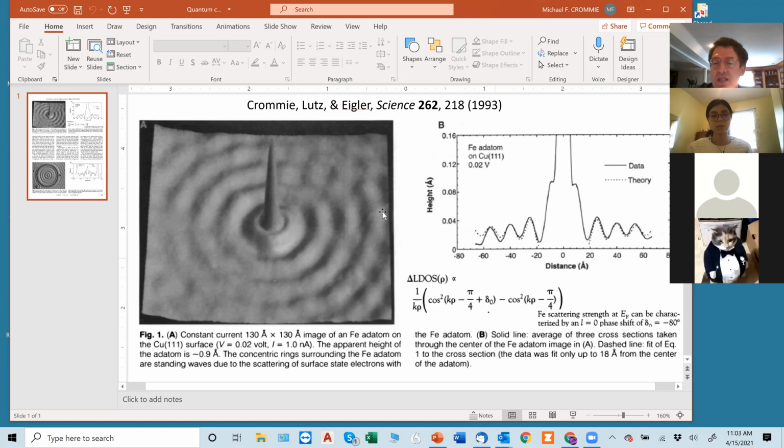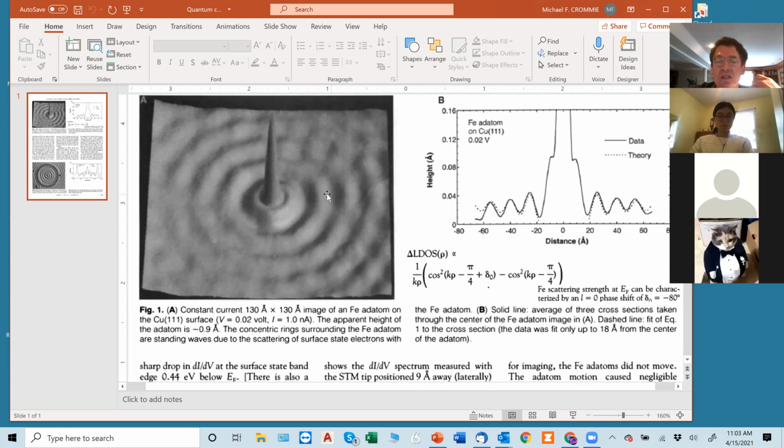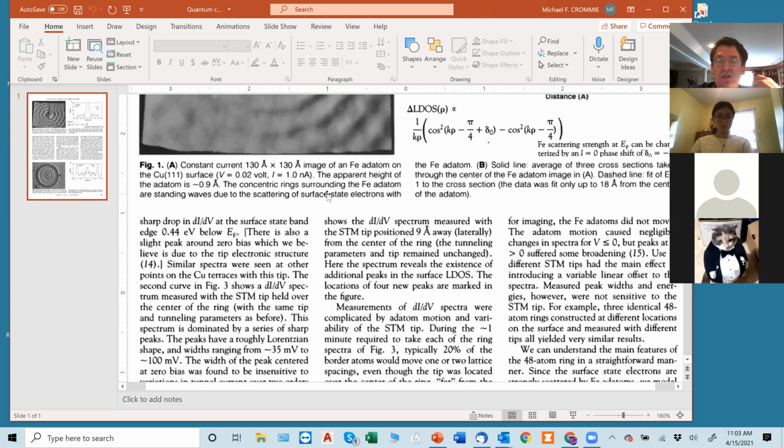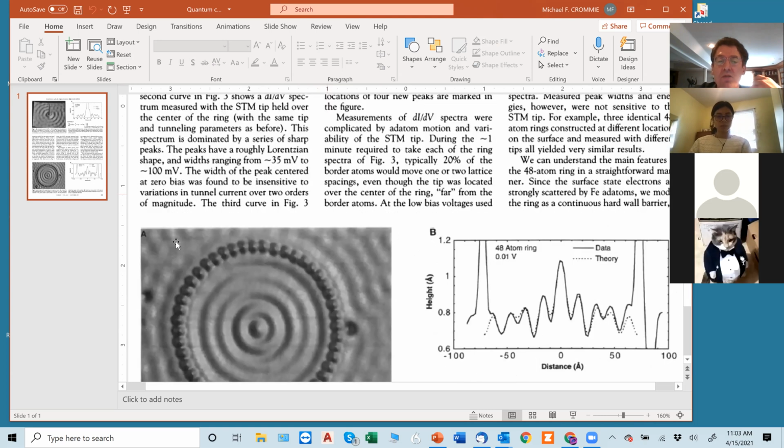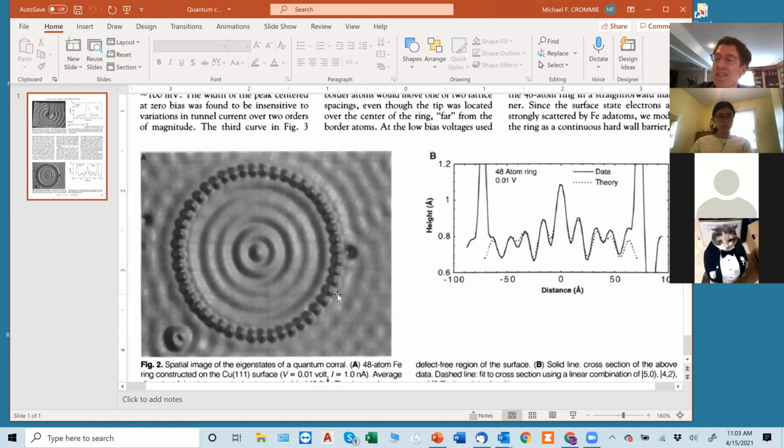Now that means that these rings that you're seeing are a reflection of the scattering of the atom, how it's scattering the electrons. The next thing that we did was to take those atoms and put them into a ring, because since they scatter the electrons, they can trap them. So this is the eigenstate of a 2-dimensional electron trapped in a ring. This is the quantum corral. That was the next thing, but we haven't talked about this in class.